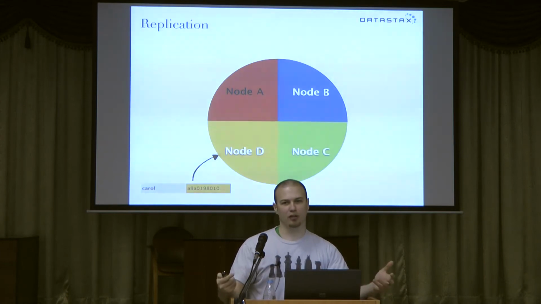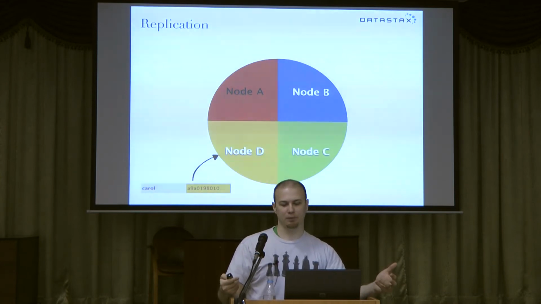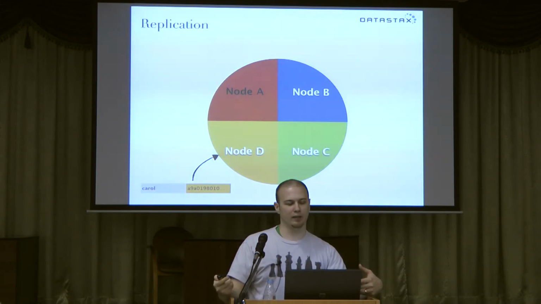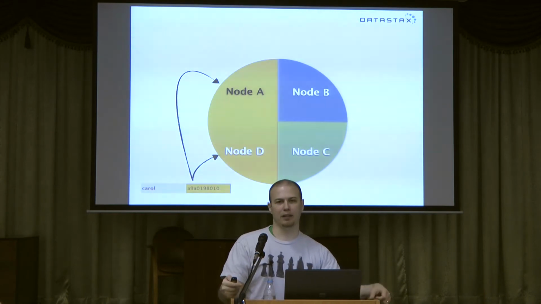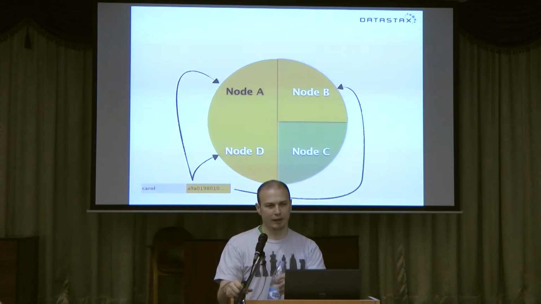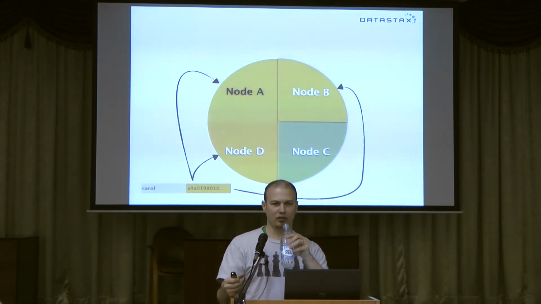The default replication strategy is what we call the simple strategy. If the first replica is node D, we just walk around the token ring clockwise, so the second replica will be on A, and the third replica will be on B. Now in practice, we can do better than this if you give Cassandra more information about your cluster.